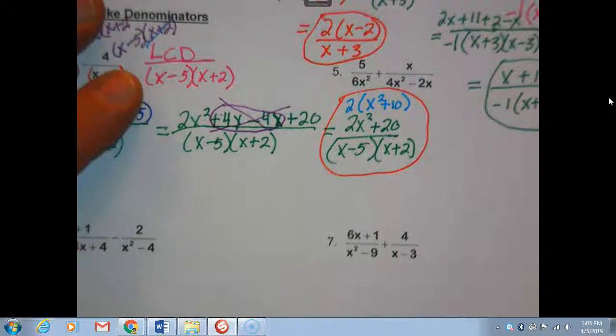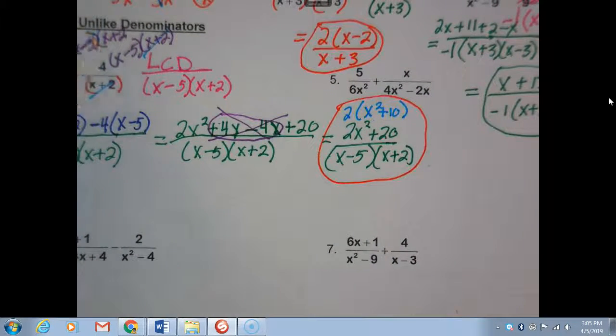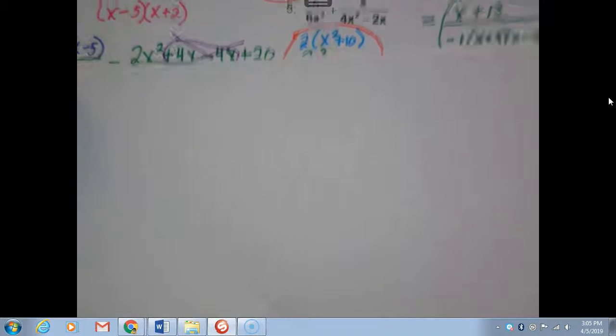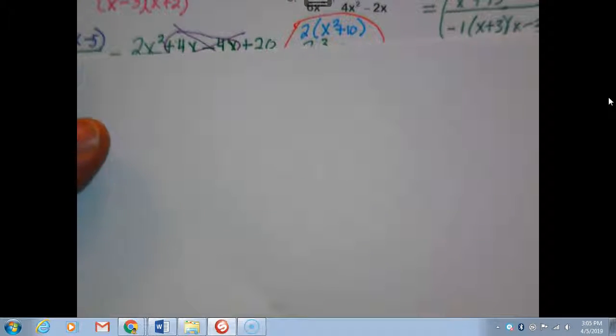Look at that. We don't even have enough room for 5. So I'm going to do it on a separate sheet of paper. I know. Isn't this great?